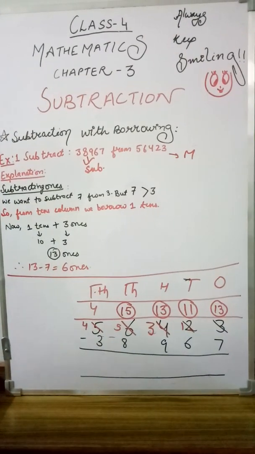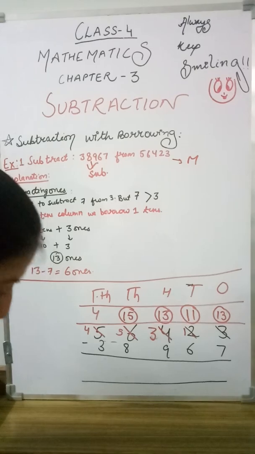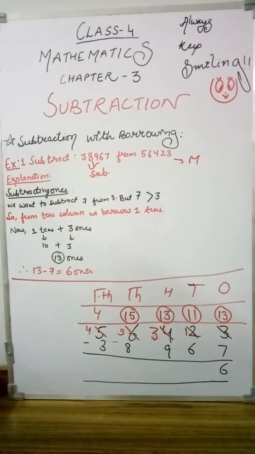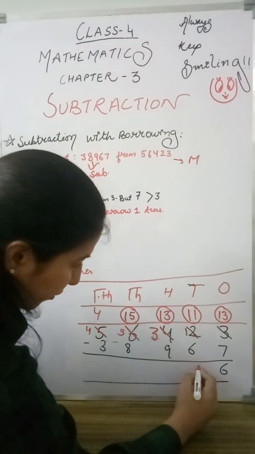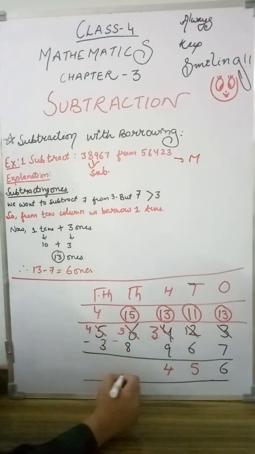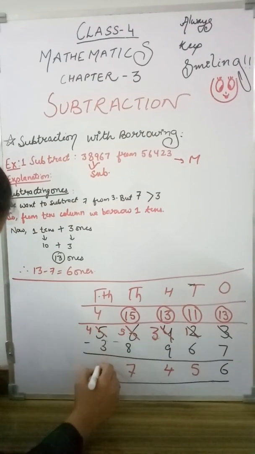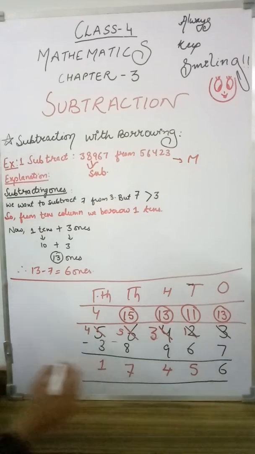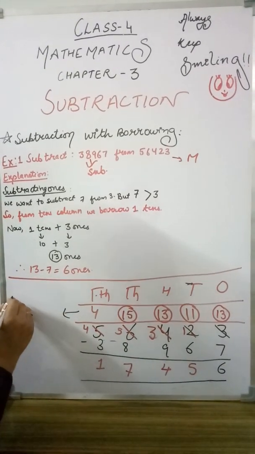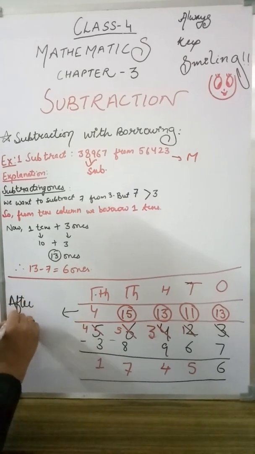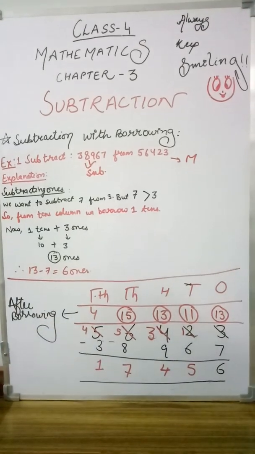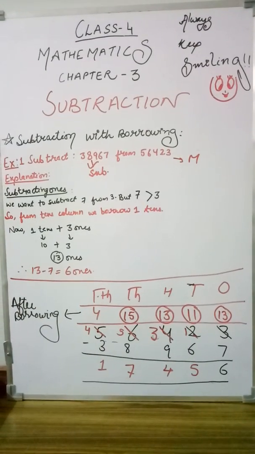13 minus 7 is 6. Yes, 6 is the answer in the ones place. Now 11 minus 6 is 5. 13 minus 9 is 4. And 15 minus 8 is 7. And 4 minus 3 is 1. So students, this is after borrowing. This is the method of how to do subtraction with borrowing.